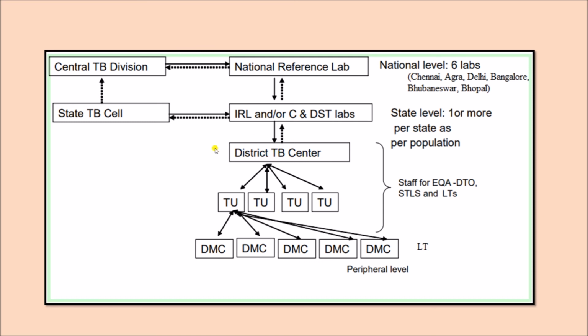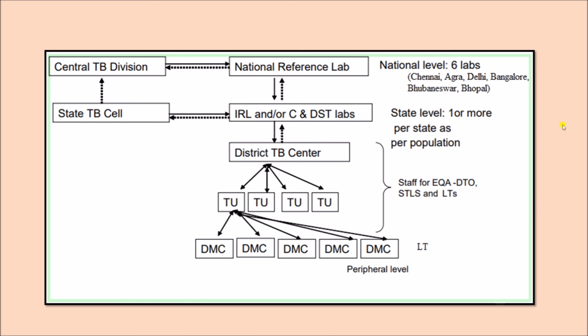District tuberculosis center is again supervised by IRL, that is Intermediate Reference Lab, and or Culture and Drug Sensitivity Lab, which is basically present at the state level. And generally in the medical colleges we have the IRLs. If the size of the state is huge, or you can say there is a lot of population, in that case there may be more than one IRL in the state level. Otherwise there is generally one IRL for every state. And at the topmost hierarchy we have the National Reference Lab at the central level or the national level. At present we have 6 national labs at Chennai, Agra, Delhi, Bangalore, Bhubaneswar and Bhopal.